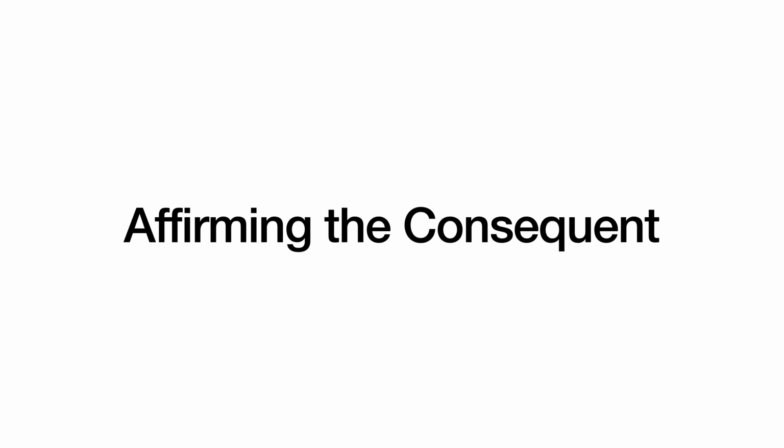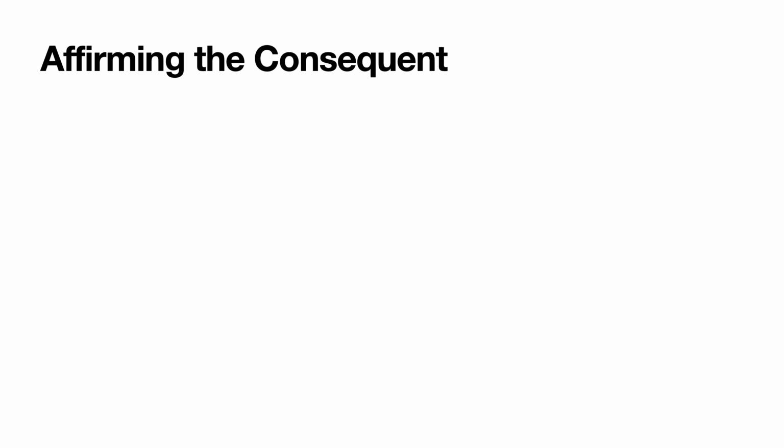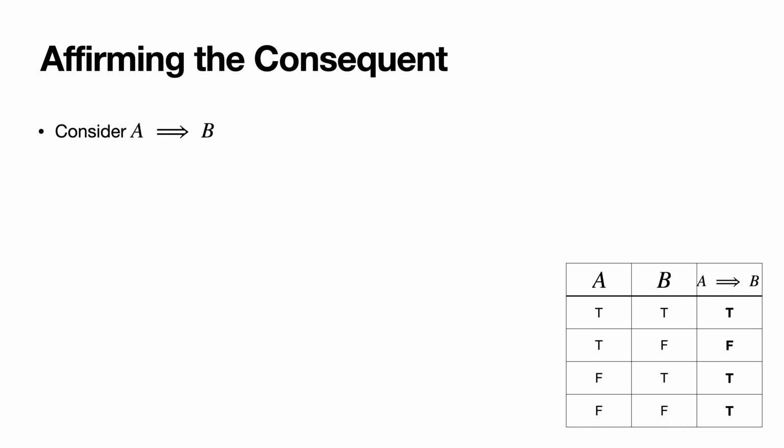So first, affirming the consequent. Imagine we have an argument of the form A implies B. Consider this. We have a truth table, A, B, and A implies B. This is what we typically have. Remember, A implies B is true everywhere except when the antecedent A is true and the consequent B is false.